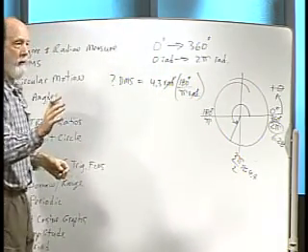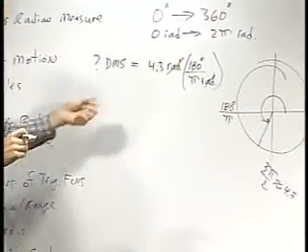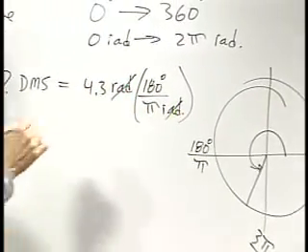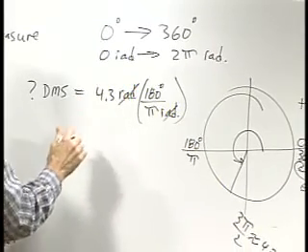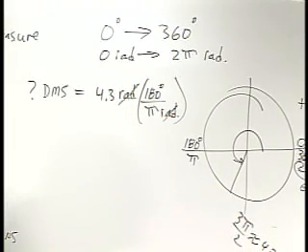Somebody on your calculator, please punch that for me: 4.3 times 180 over pi. 246. Say it again. Said 246. Oh, I'm sorry, I thought you said 2.6. Okay, 246.